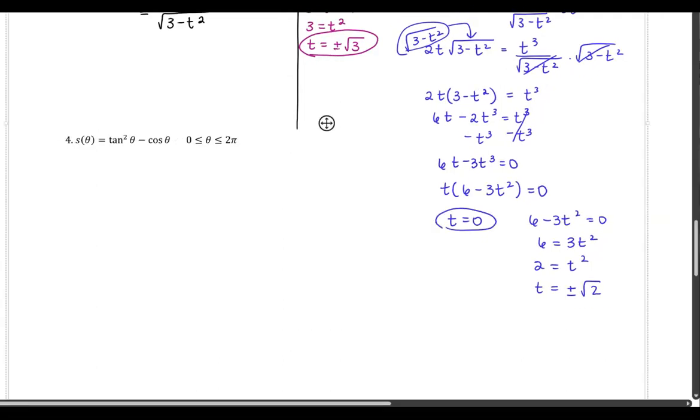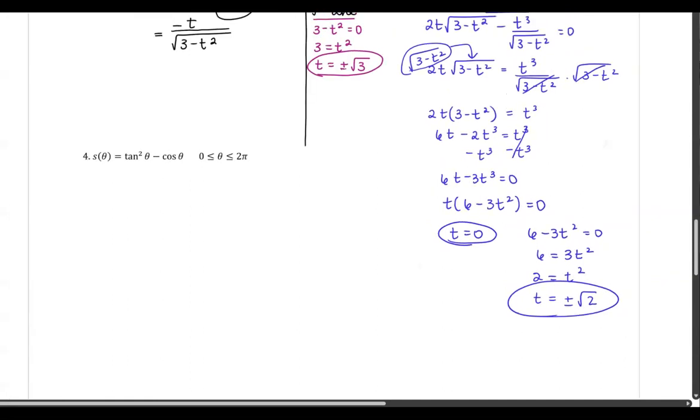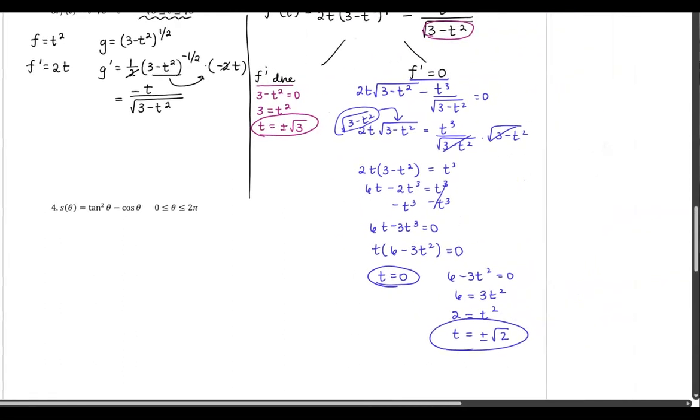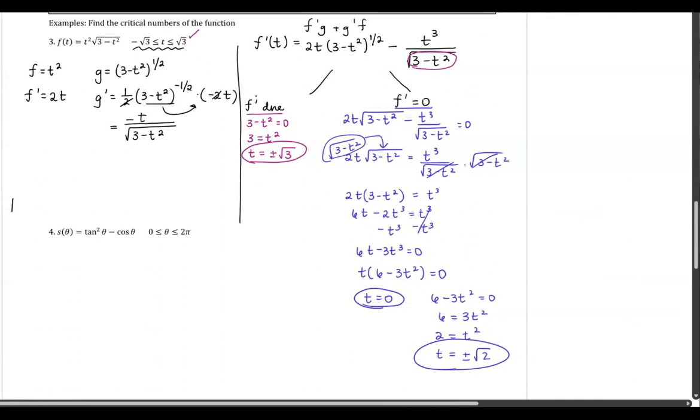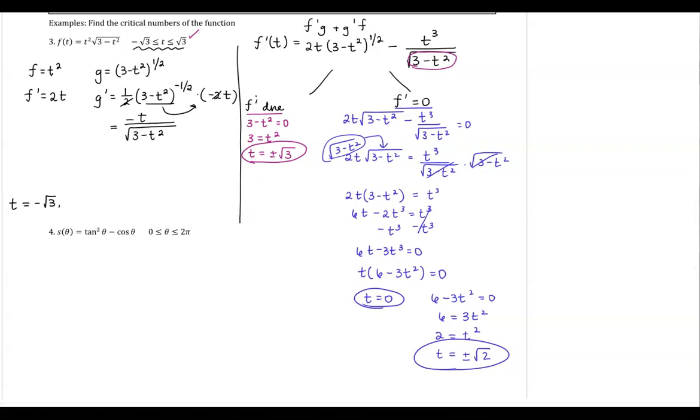And so we have found 3 numbers where the derivative is equal to 0 and 2 numbers where the derivative does not exist. So all in all, the critical numbers for this function are negative root 3, negative root 2, 0, positive root 2, and positive root 3. Do note that the only reasons why we're including these 3 down here, and really all of them, is because they do fall into that correct interval.